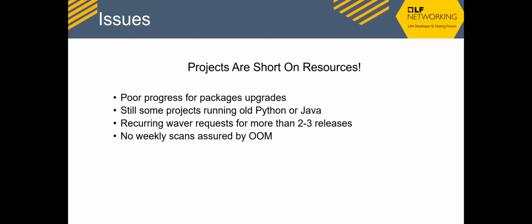Another aspect is that we have a process for getting the waiver request if there is something that needs some more time to be solved and to be compliant with the requirement. But unfortunately, those requests are recurring, and for 2 or 3 releases we hear, yeah, we'll solve it in the next release, but it does not come, right? So this is really problematic.